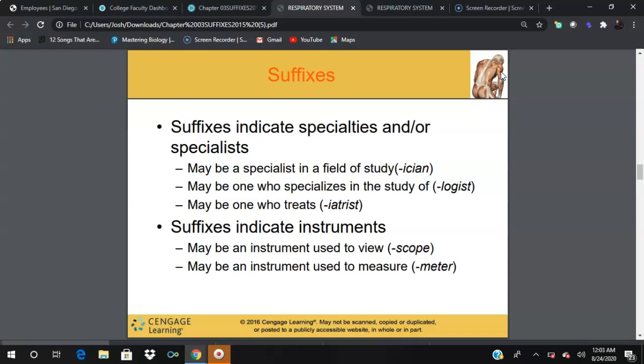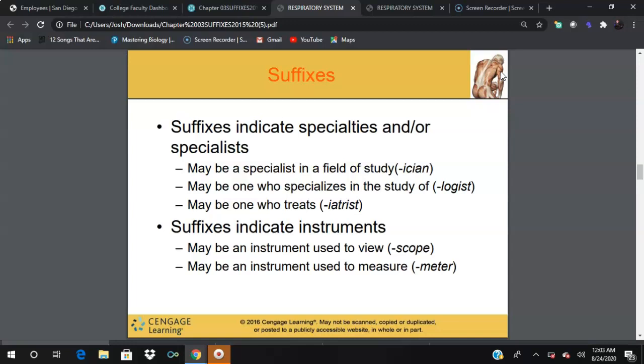The suffix that refers to a specialist in the field of study, -ician, like a geriatrician, is a specialist in the study of the elderly population. Ologist, or logist, is one who specializes in the study of, and so that would be a dermatologist. They specialize in the study of skin. And then -iatrist is one who treats. So an example of that word would be a psychiatrist. That's one who treats someone that might have some sort of mental disorder.